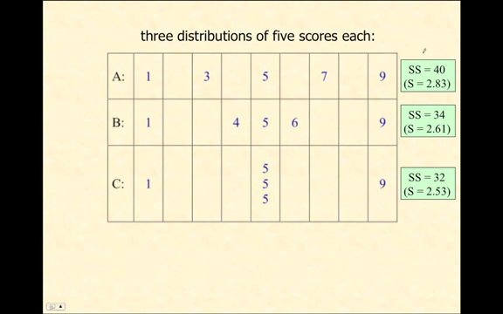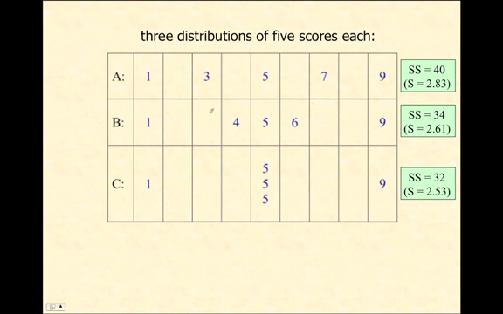In the first distribution, the sums of squares is 40. We have, in essence, sort of maximum distribution here. We have scores that are equally distributed, and we have extreme scores across our entire distribution. So our sums of squares, in this case, is 40, and our standard deviation is 2.83.